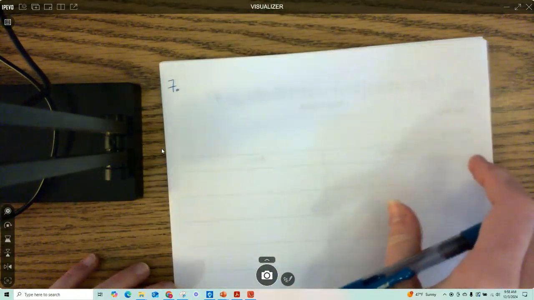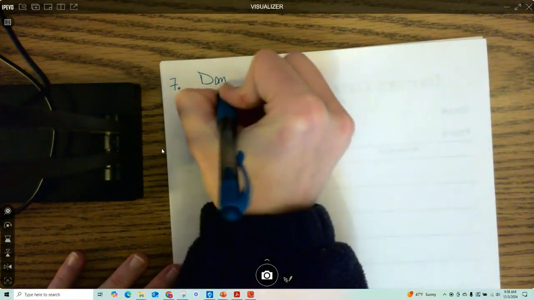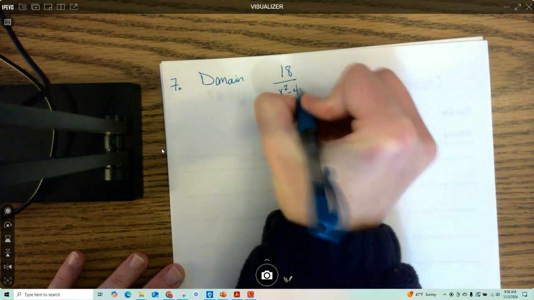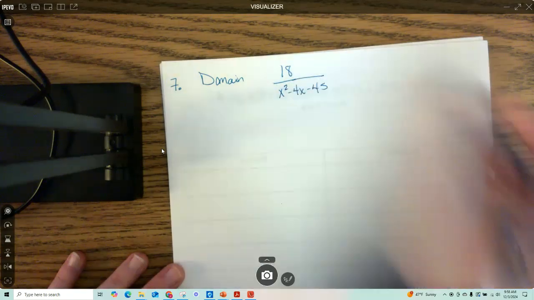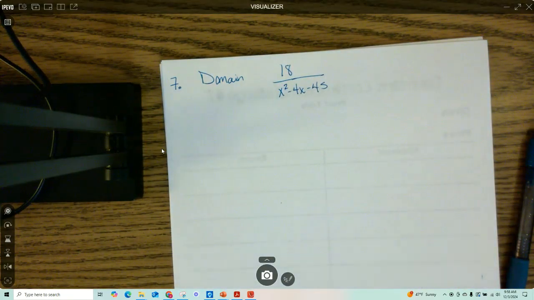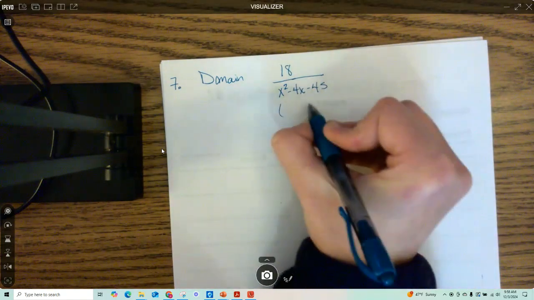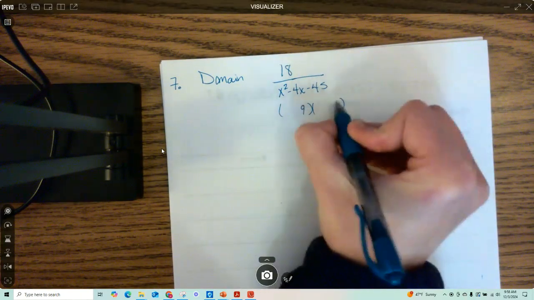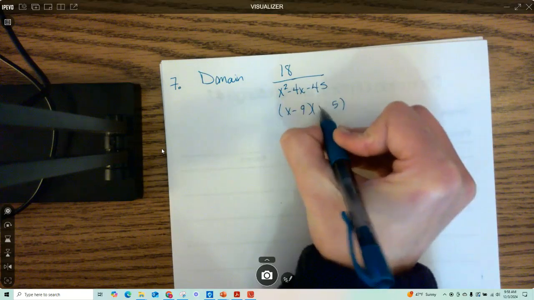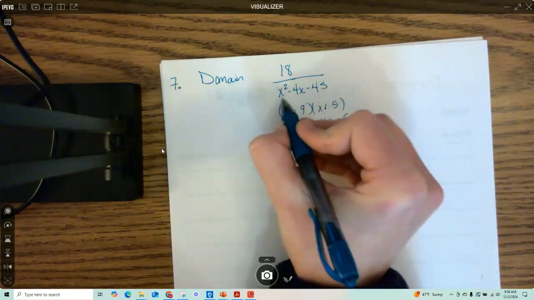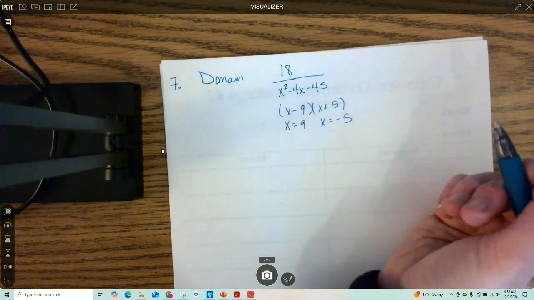Number 7. Find the domain of the function. f of x equals 18 over x squared minus 4x minus 45. What it boils down to is: what values of x can you not use? What values of x, if you plug them in, would give you a 0 on the bottom? If you factor this, 9 and 5, x minus 9, x plus 5, then x equals 9 and x equals negative 5 would make the bottom 0, which means we can't have those values.